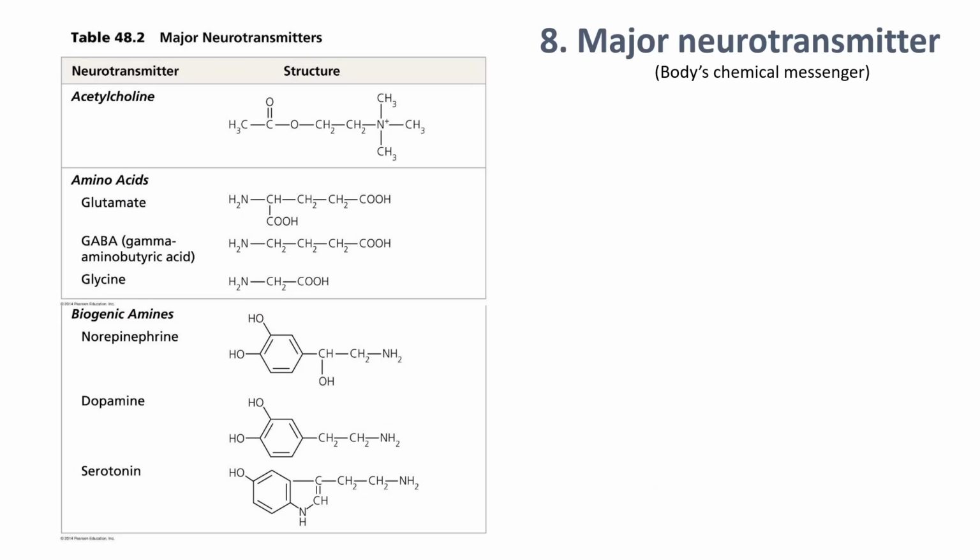Neurotransmitters are referred to as the body's chemical messengers. You have learned previously how the nervous system uses neurotransmitters to transmit messages between neurons and also from neurons to muscles. Here are a few major neurotransmitters grouped into their classes. The first one is acetylcholine. This is the first neurotransmitter to be discovered and the only neurotransmitter in its class. Acetylcholine can be found in both the central and peripheral nervous system and plays a role in muscle movement as well as in memory and learning.